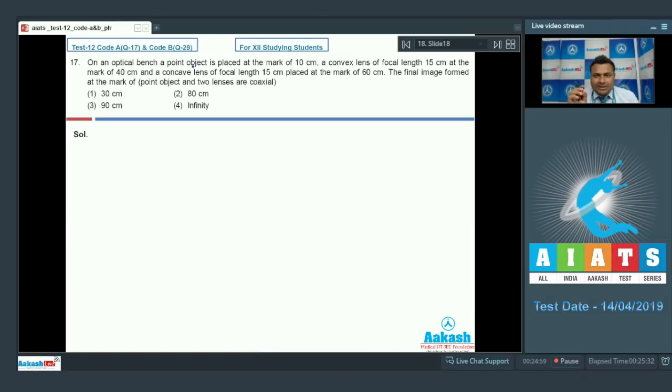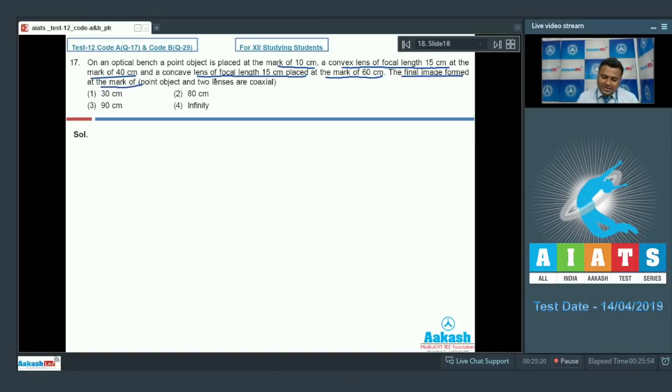So here is question number 17, everyone. On an optical bench, a point object is placed at the mark of 10 cm. A convex lens of focal length 15 cm at the mark of 40 cm, and concave lens of focal length 15 cm at the mark of 60 cm. The final image will be formed at the mark.